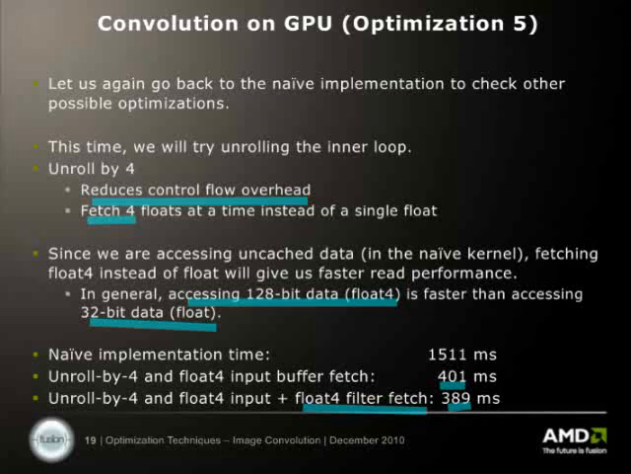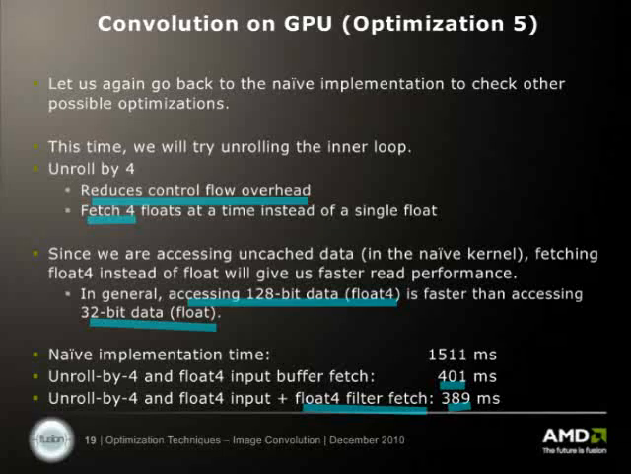So if we just do the unrolling, and we fetch as float 4 instead of float, we go to 401. A drastic speed up, right? On top of it, if we make our filter fetch also float 4, we go to 389, right?